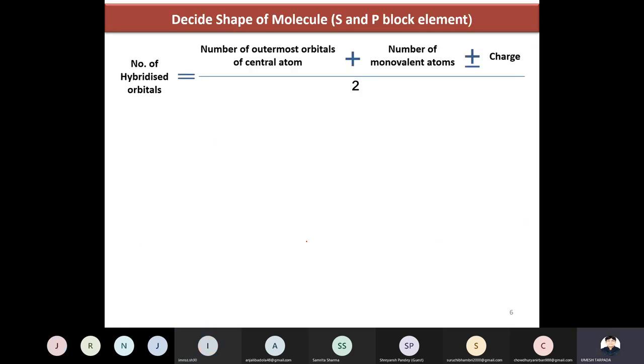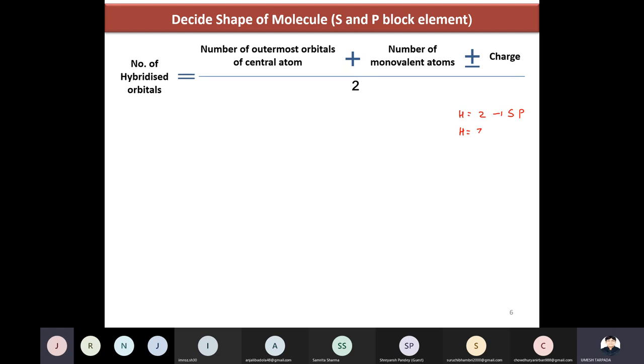So see, the entire symmetry is based on the shape. Shape is very, very important to decide the symmetry. And for that, you require some knowledge about VSEPR principles, VSEPR theory. So the number of hybrid orbitals is simply calculated by the number of outermost electrons plus the number of monovalent atoms plus or minus charge. Negative charge is added, positive charge is removed, divided by 2. So you will get the hybridization, the number of hybrid orbitals. If the number of hybrid orbitals comes to 2, then hybridization is sp, and its expected shape is linear.